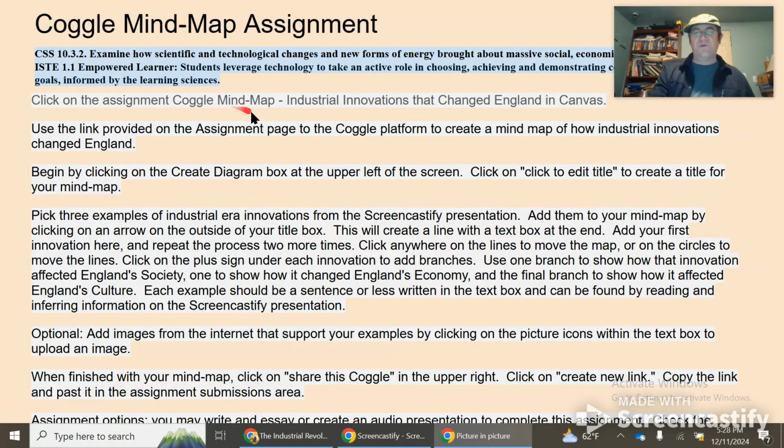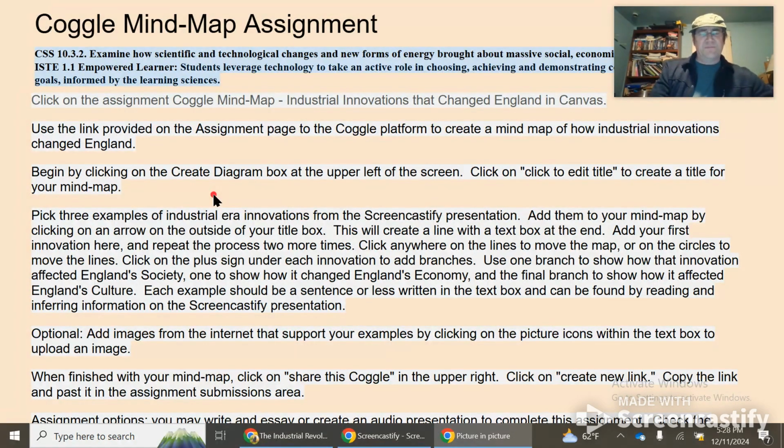Okay, so click on the second assignment in Canvas. This is the Coggle mind map, industrial innovations that changed England. Use the link provided on the assignment page to the Coggle platform to create a mind map of how industrial innovations changed England. Begin by clicking on the Create diagram box at the upper left of the screen. Click to edit title to create a title for your mind map. So have a title that has something to do with the topic that we've been talking about, industrial era innovations.